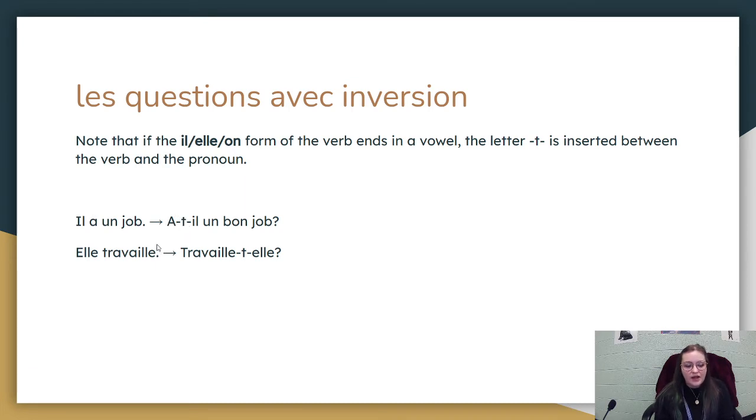So instead of saying a-il un bon job, which is a little bit awkward to say, it just becomes a-t-il un bon job. Does he have a good job? Same thing here, elle travaille. That ends in a vowel sound. So that becomes travaille-t-elle. We insert a T in the middle, so be careful not to forget that.